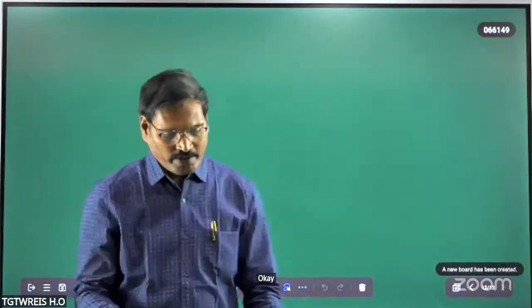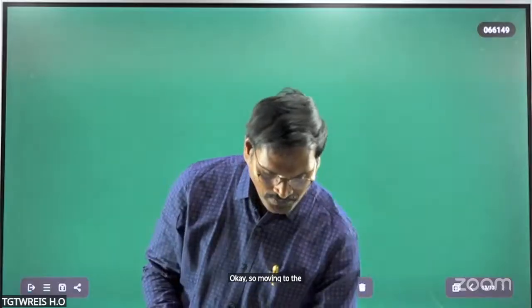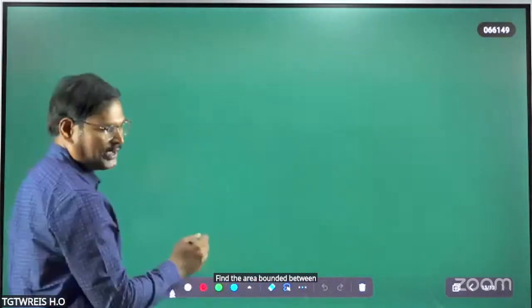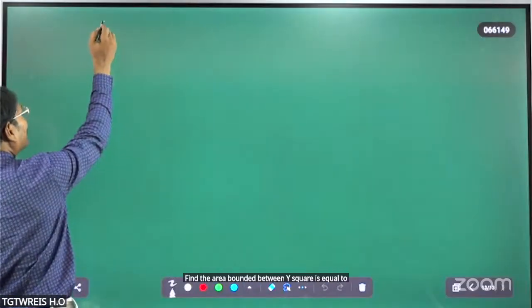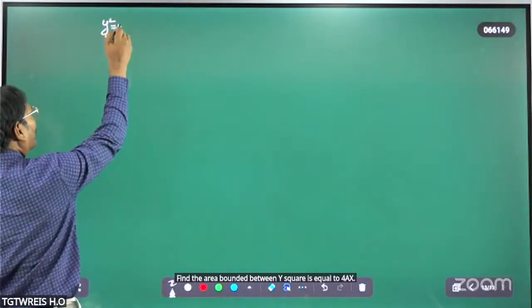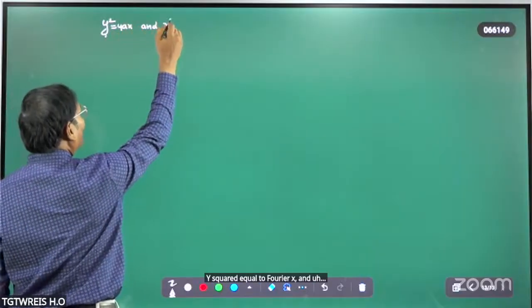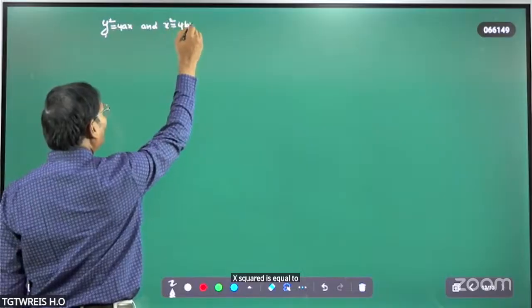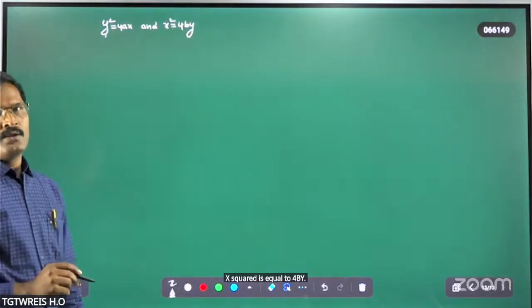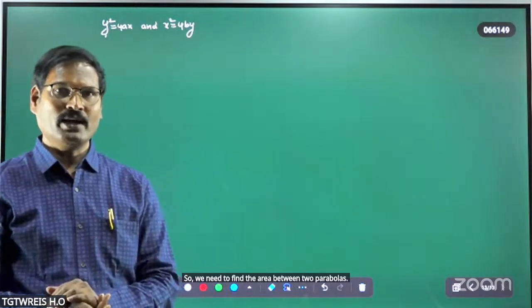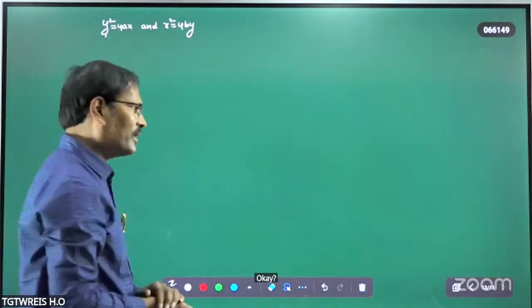Okay, so moving to the next problem. Find the area bounded between y square is equal to 4ax and x square is equal to 4by. So we need to find the area between two parabolas. Okay, first we need to draw the graph.